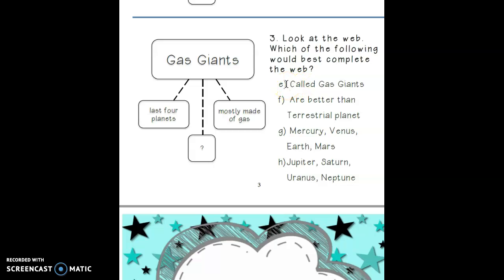However, it wouldn't really make sense for a detail for the main idea of gas giants to be called gas giants. That's just restating the main idea. So it looks like Jupiter, Saturn, Uranus, and Neptune would fit best as our detail.